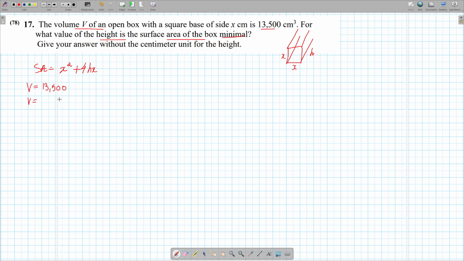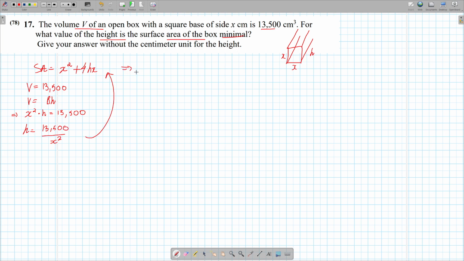Therefore, what's the volume of a box? It's area of the base times the height, right? Okay, so we know that the area of the base, which is x times x, so x squared, times h is equal to the volume, 13,500. Over here, you can choose whatever you want to substitute. I'm thinking of substituting h because I feel like that would be easier. Let's find an expression for h: 13,500 over x squared.